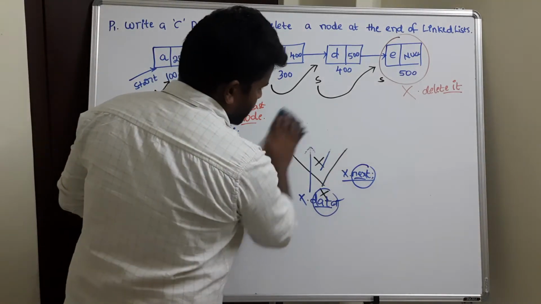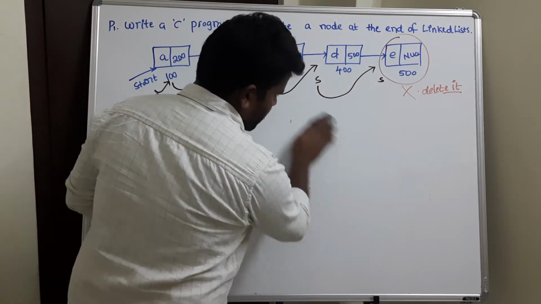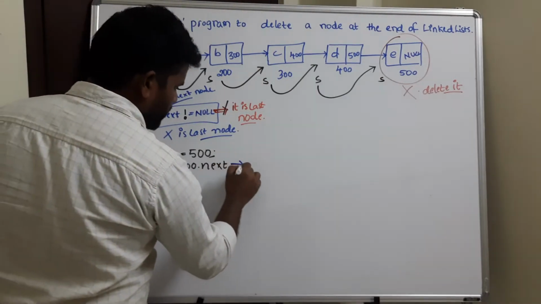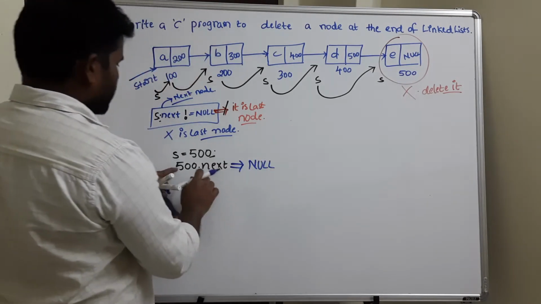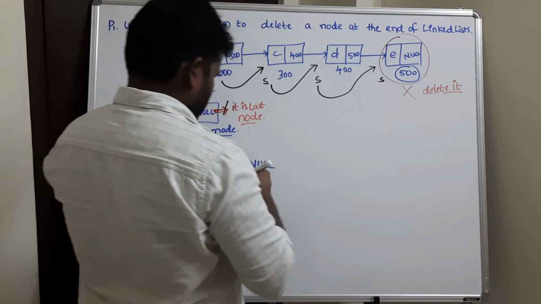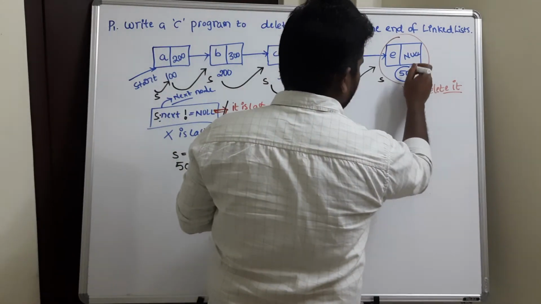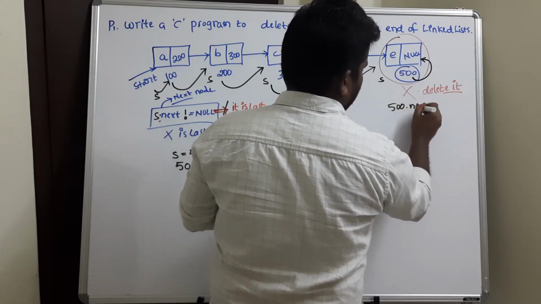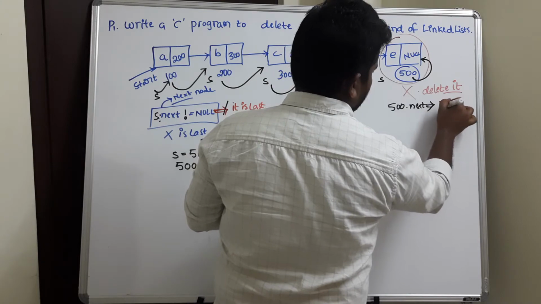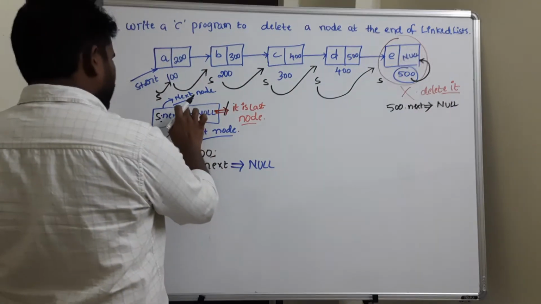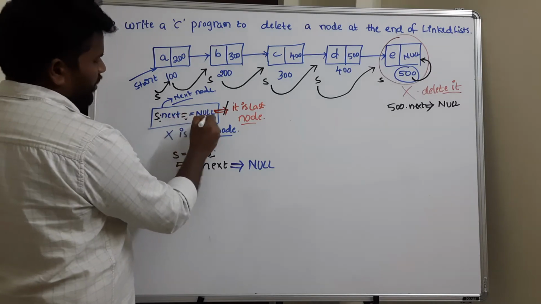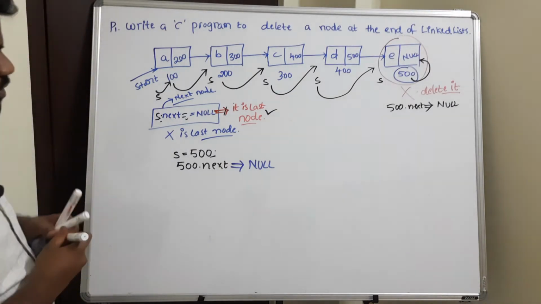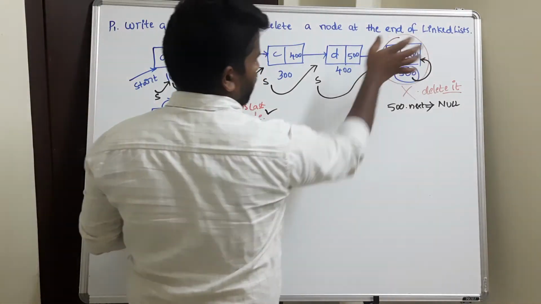So here, what is 500 dot next? It gives us null, right? That is how we access the next value: 500 dot next implies null. We have discussed that if S dot next equals null, then we say that this is the last node. So our problem is we need to delete this particular node.